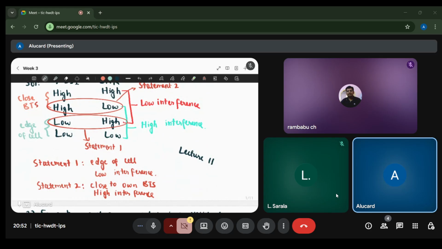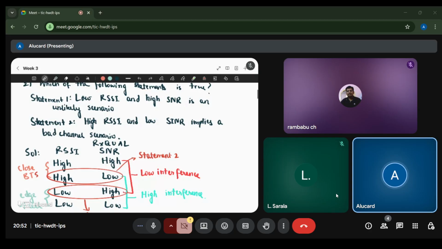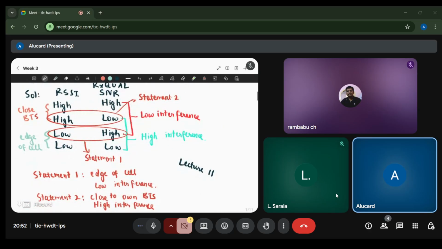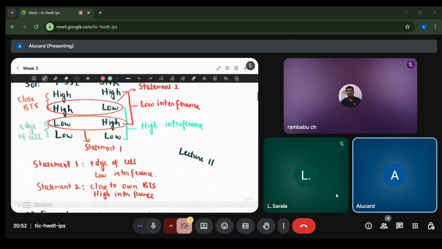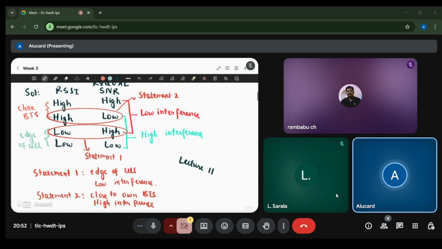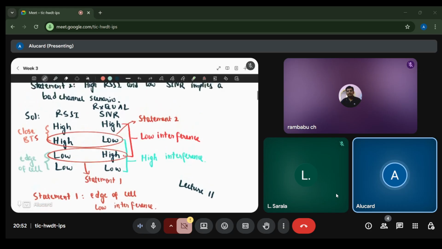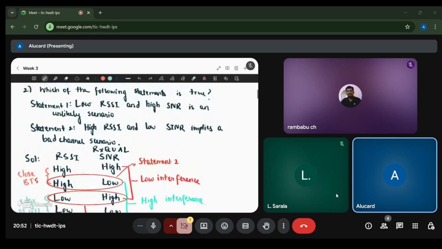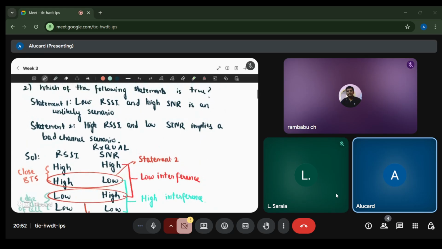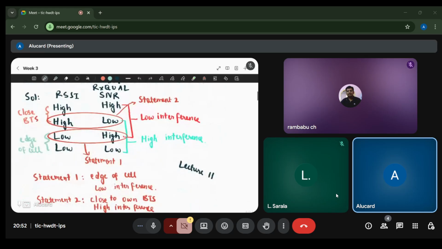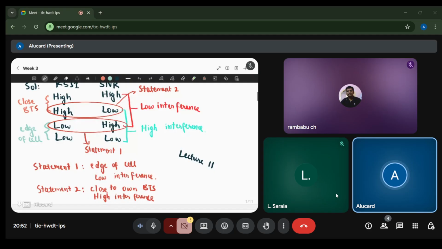Statement 1 says low RSSI, high SNR, which means you are at the edge of the cell and there is low interference. So is that a likely or unlikely scenario? When you're at the edge of the cell, you're closer to all your co-channel cells. So when you're closer to co-channel cells, is it more likely that you have high interference or low interference? That you have to think.